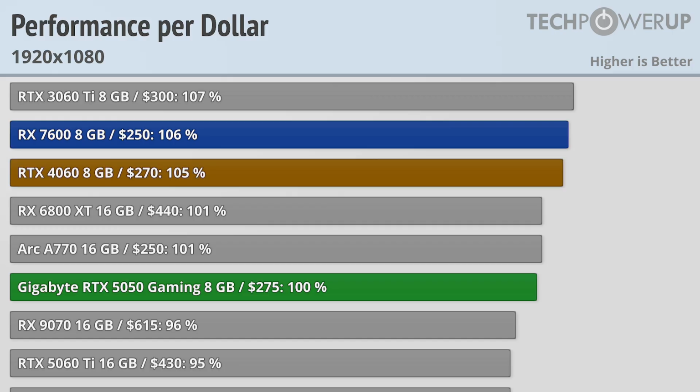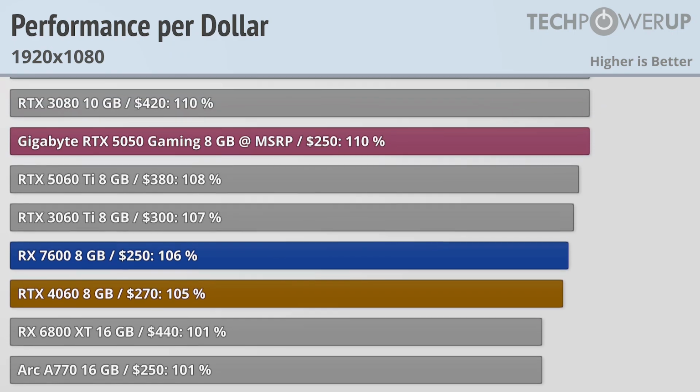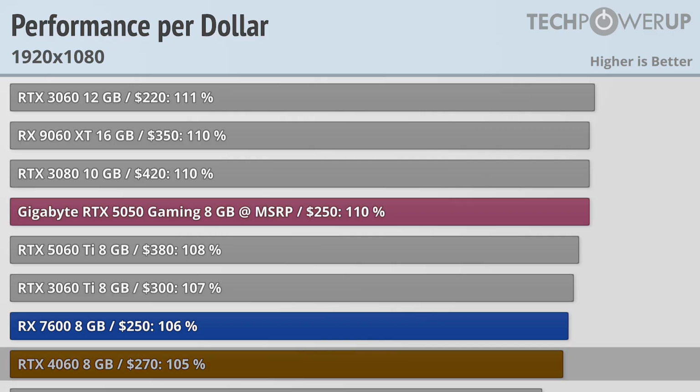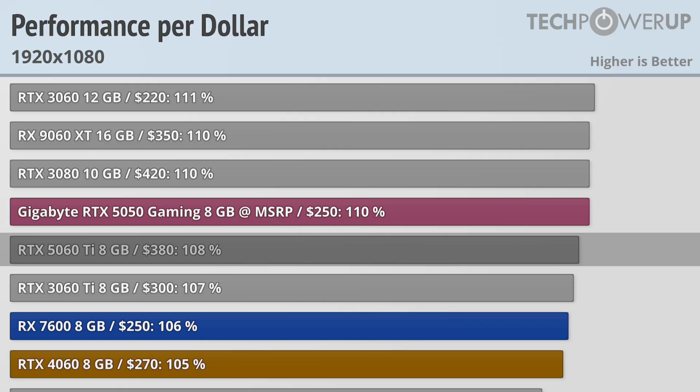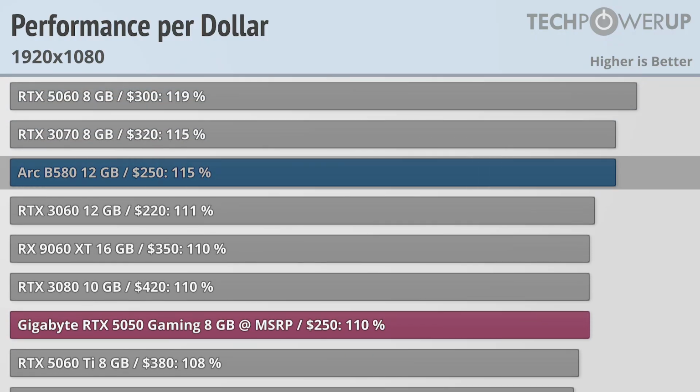But this Gigabyte card is one of the more premium ones, so what about the models at MSRP? At $250, it does provide better value than the RTX 4060, and similar value to the RTX 5060 Ti 8GB, but even at that price, it does fall behind the Intel Arc B580 at the same $250, as well as its bigger brother, the RTX 5060.